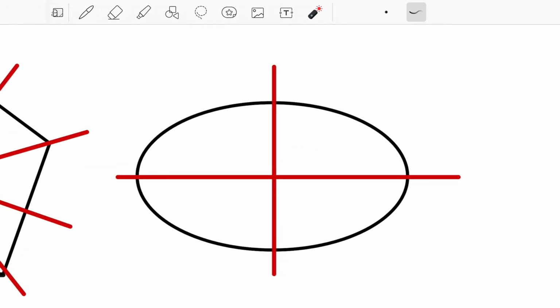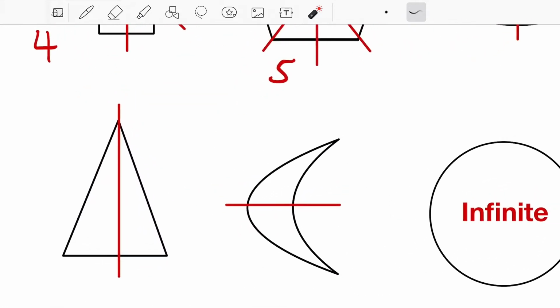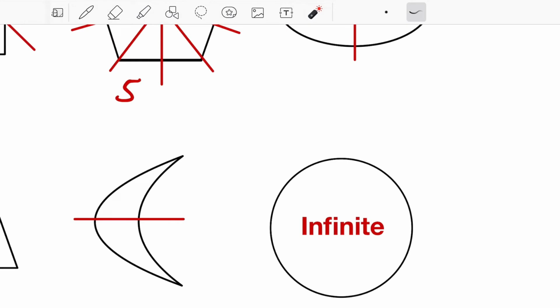Here we have an oval which has 2 lines of symmetry, an isosceles triangle which has 1 line of symmetry, and a circle has an infinite number of lines of symmetry. So I believe you can use this sign as well. This is the infinity sign.